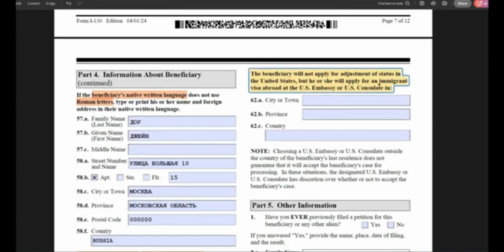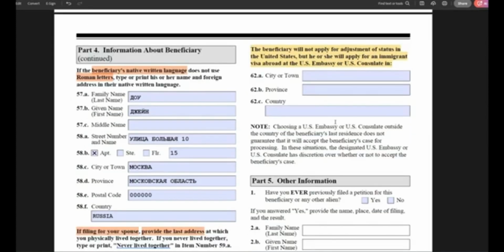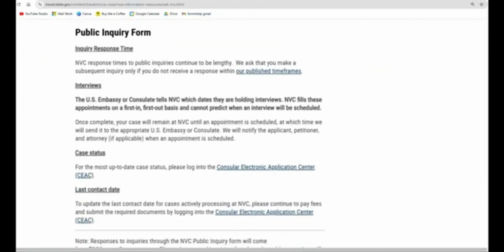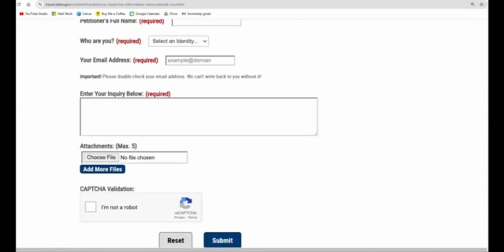If your beneficiary is outside the US, then here, write in the city or town and the country of where they plan to have their consular interview. If your beneficiary is located in a country where there is no US embassy or the embassy is not working, it is most likely that you can type in another country where you would like to continue your process. But ultimately, it is up to the USCIS and up to the NVC to decide where they will send your case. You can then go through the NVC public inquiry form and request that they transfer your case.